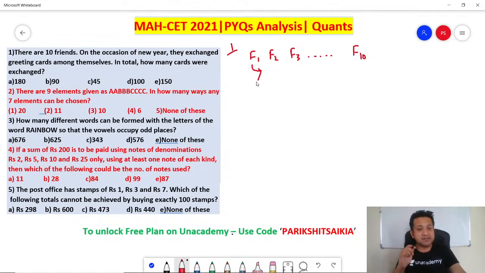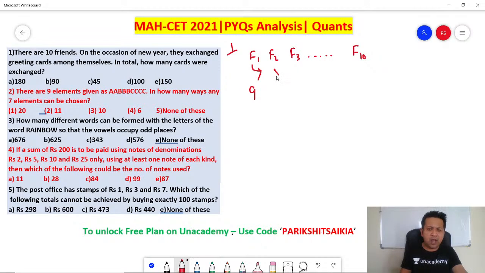How many options does he have? He can give a card either to F2 or F3 or F4 up till F10. So can I say F1 has 9 options when it comes to gifting cards? Will you agree? F1 has got 9 options. He can gift a card either to F2 or F3 or F4 till F10. Correct?